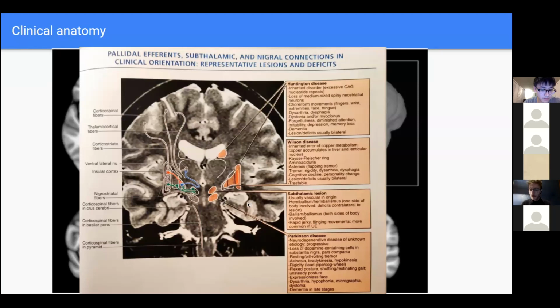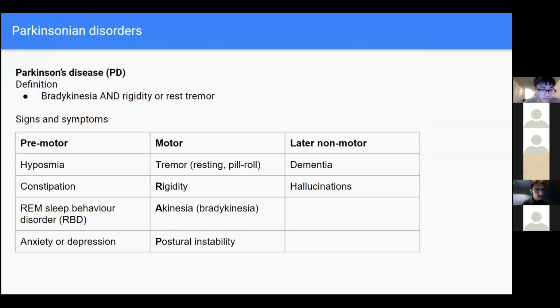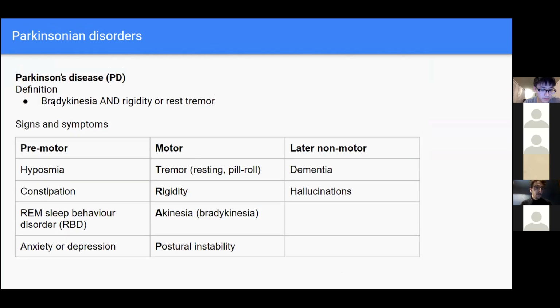anatomic pathology of these diseases, particularly Parkinson's disease, which is what I'll talk about next, where you lose dopamine-containing cells, notably in the substantia nigra, but as we'll see in other areas too. So the first disease within the Parkinsonian disorders section, and I'll just check if there are any questions here, okay, is Parkinson's disease. So this is the hallmark Parkinsonian disorder.